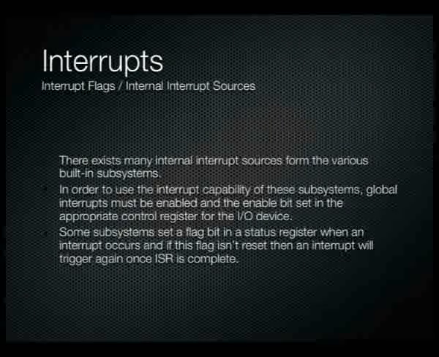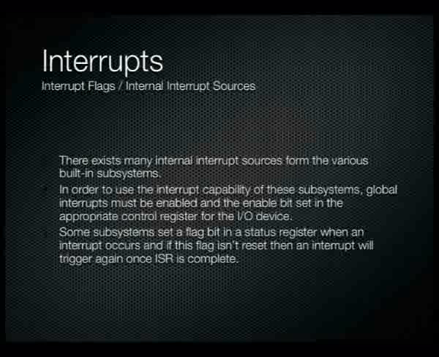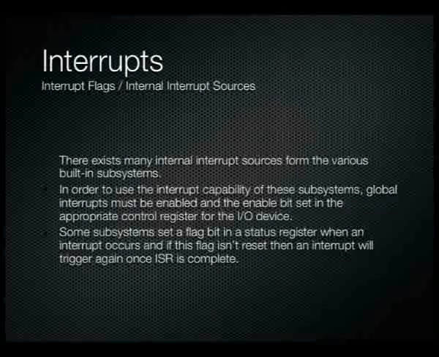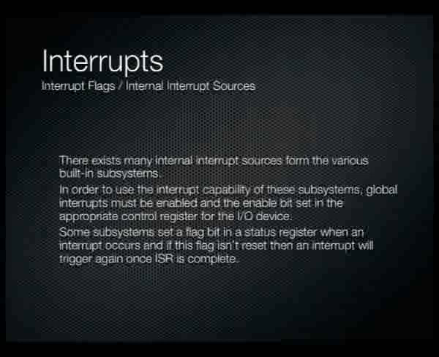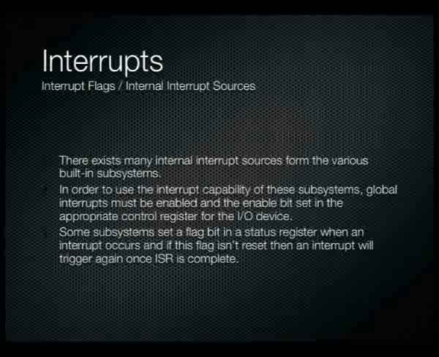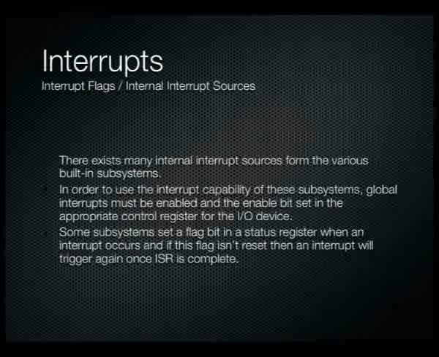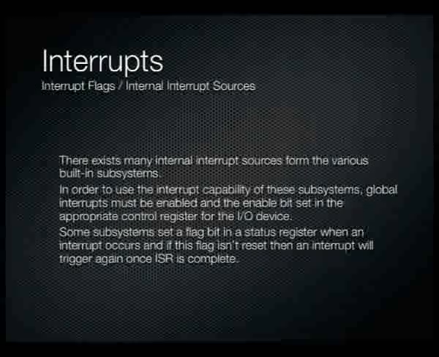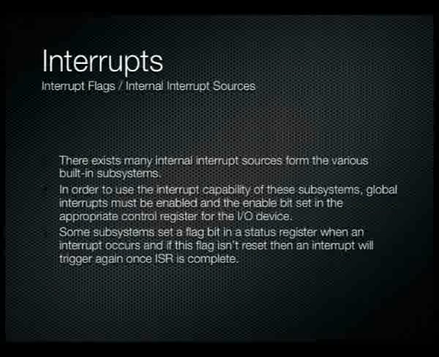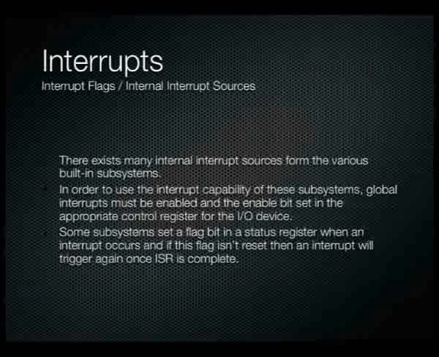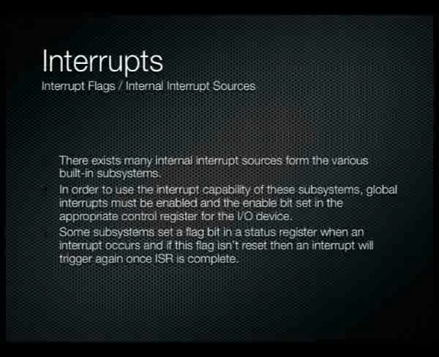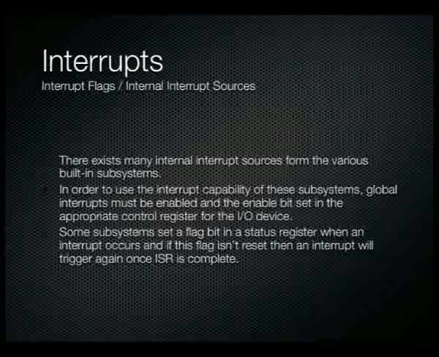So with our interrupt flags or internal interrupt sources, there exist many internal interrupt sources from the various built-in subsystems, as I've said numerous times already. In order to use the interrupt capability of these subsystems, global interrupts must be enabled and the enable bit set in the appropriate control register of that IO device. So as I've said before, in order for interrupts to work, the I bit has to be cleared. So you have to globally turn on the interrupts. Then you have to go to the particular subsystem and turn on the control bits in that subsystem to actually turn on that interrupt source.